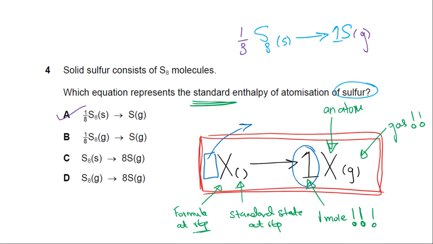The problem with option B is that this right here is a gas, whereas it should be the standard state at RTP. This right here balances it in the wrong way, because this should always be 1 mole. Okay, moving on.